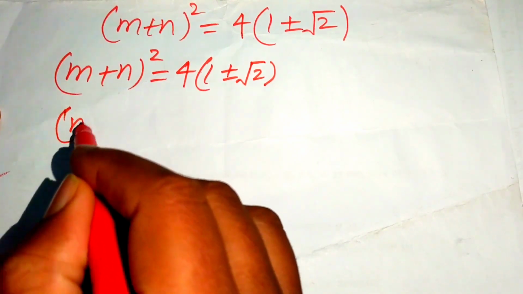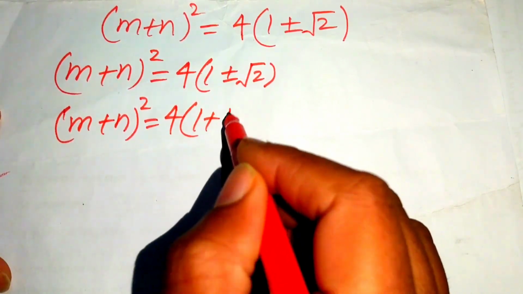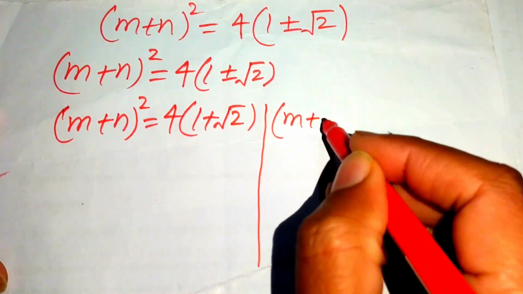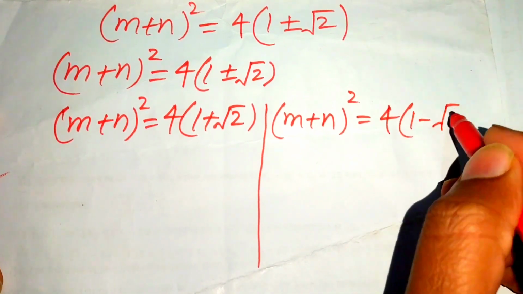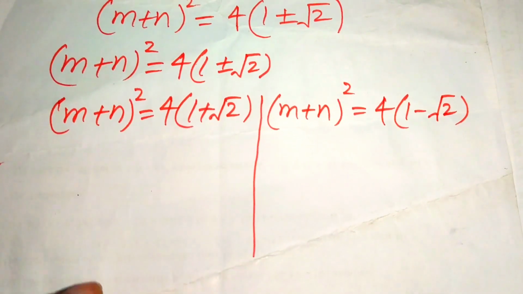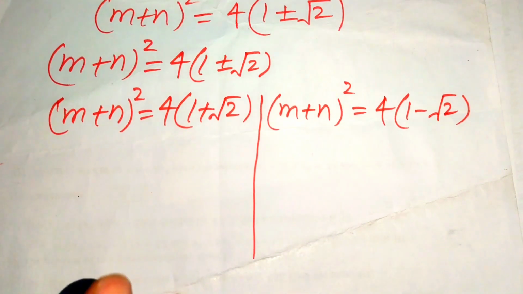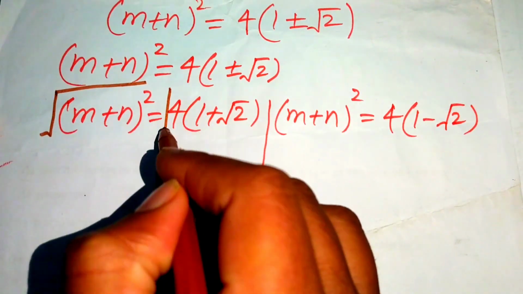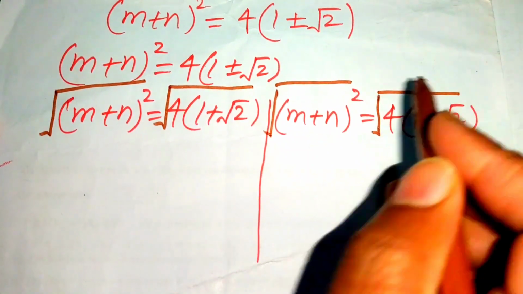So we break this equation as (m plus n) whole square equals 4 times 1 plus square root of 2, and we write here the negative term, which is (m plus n) whole square equals 4 times 1 minus square root of 2. And now it is time to take the square root on both of the sides in both cases. So again we take the square root on this side and this side as well.